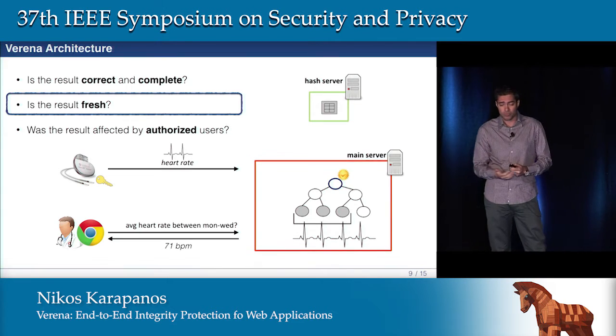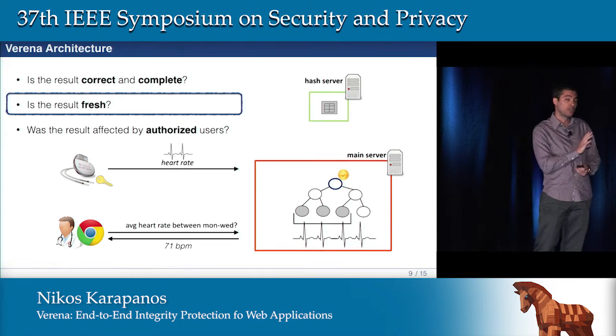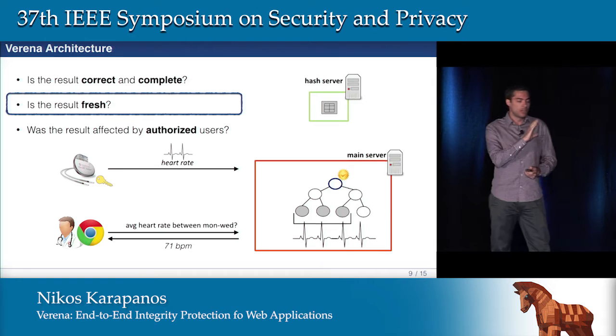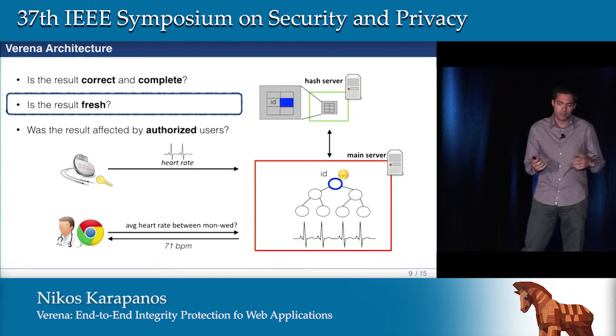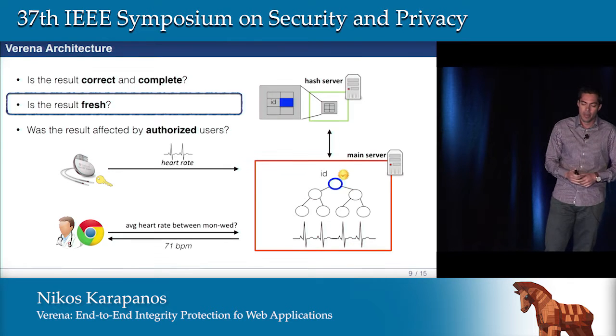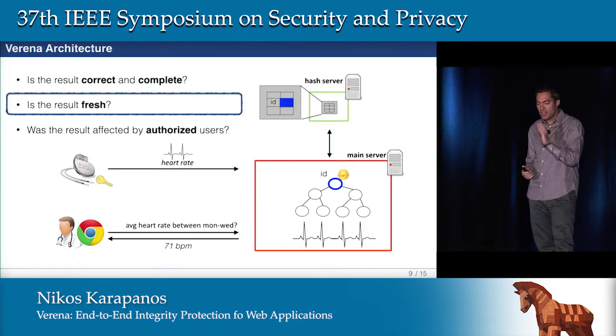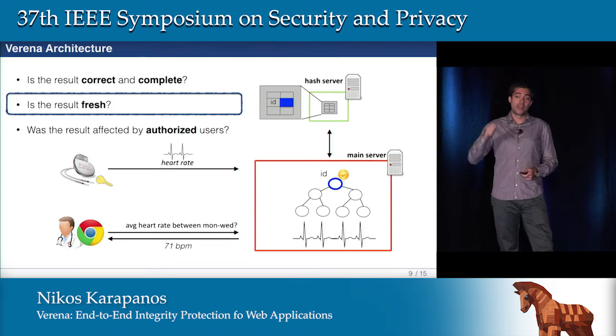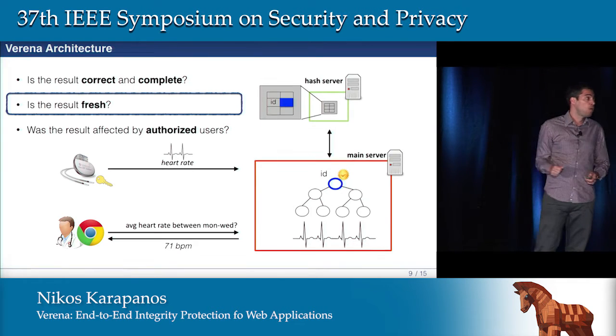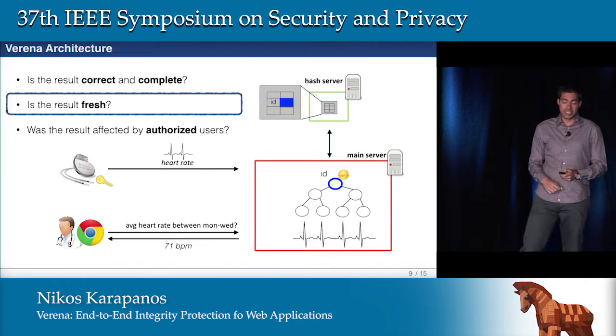So in order to make sure now that what we see is fresh, we need to make use of the hash server. And as I told you, the hash server is more or less a key value store. And if now, for example, this tree that we see on the screen is identified by some ID, then the hash server will store the latest root hash of the tree in his database.